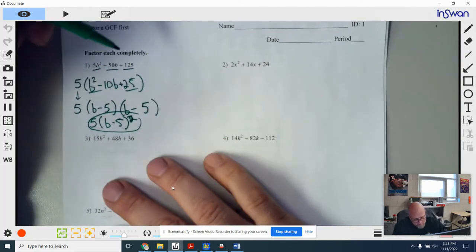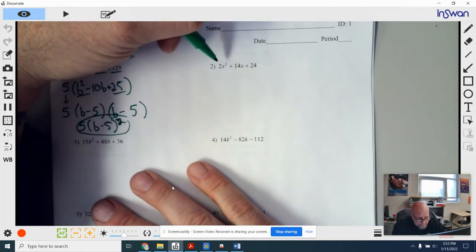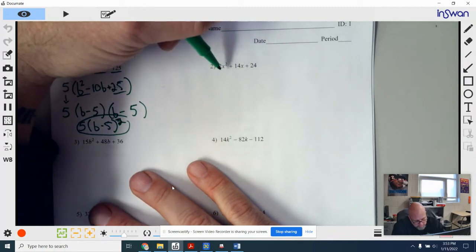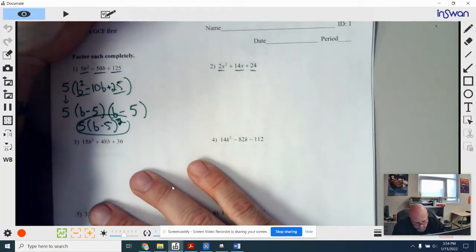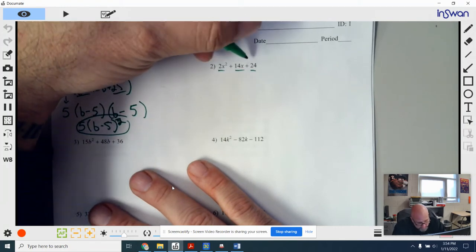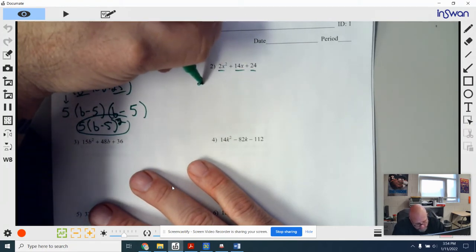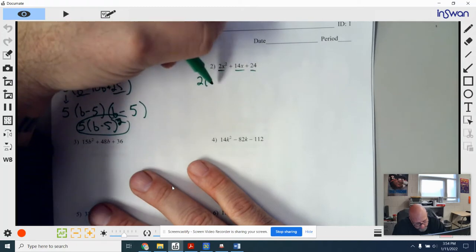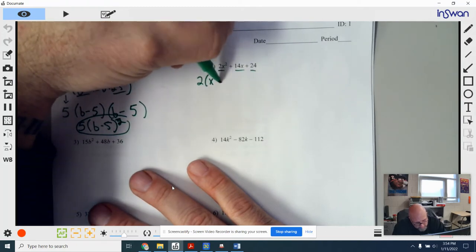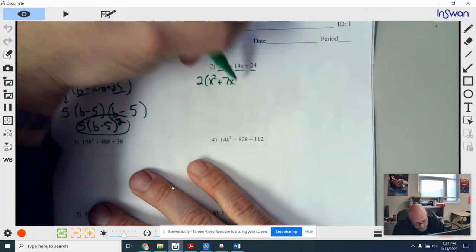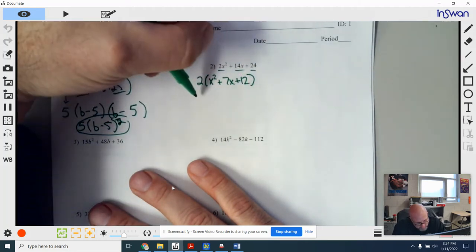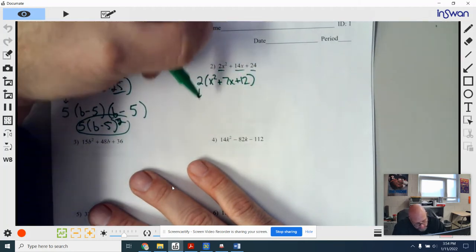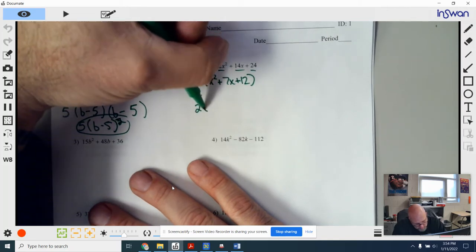Okay, moving on to number 2. Check it out. First thing you should always do is ask yourself, is there a GCF between these terms? I know they're all even, so you're going to at least pull out a 2, and that looks to be the biggest number you can pull out. So we factor out a 2, and you're left with x squared plus 7x plus 12. Again, I'm going to bring down that 2. That 2 has to stay along with your answer.